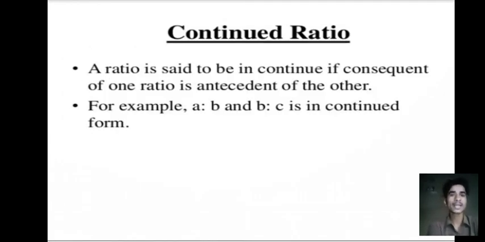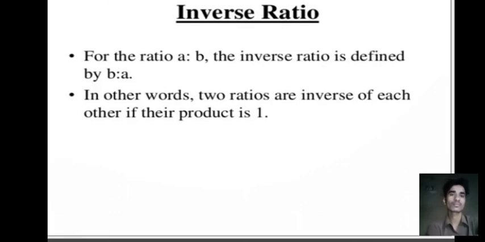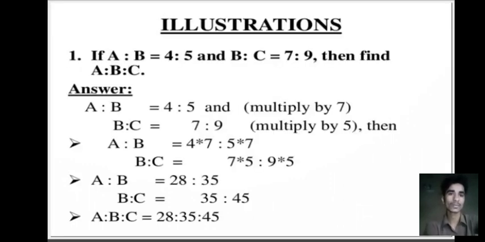Continued ratio. A ratio is said to be in continued form if the consequent of one ratio is the antecedent of the other. For example, A is to B and B is to C in continued form. Inverse ratio. For the ratio A is to B, the inverse ratio is B is to A. In other words, two ratios are inverse of each other if their product is 1.